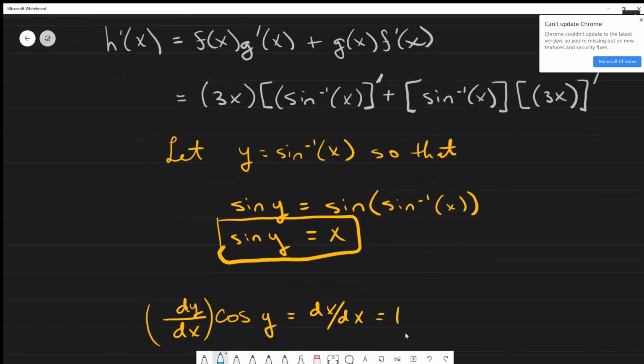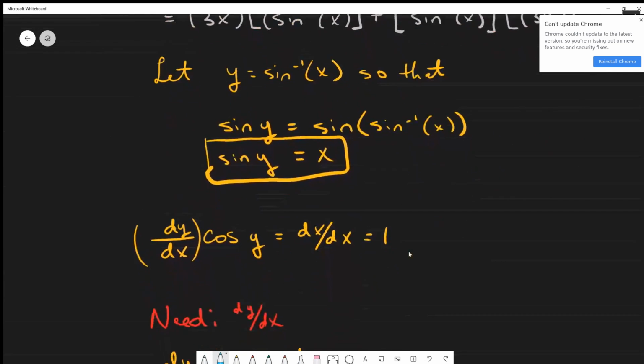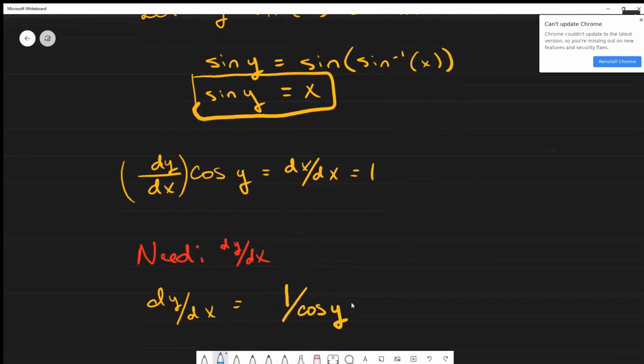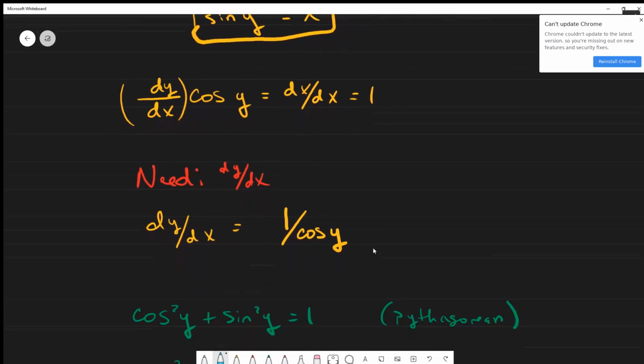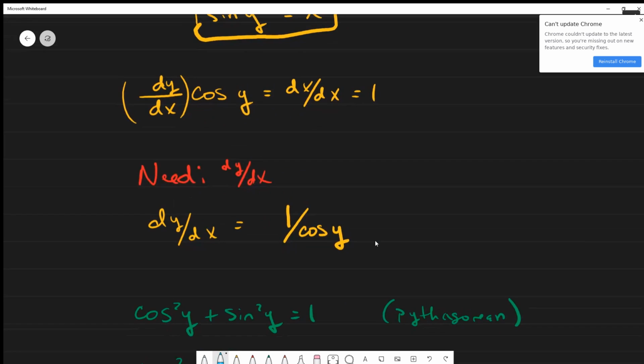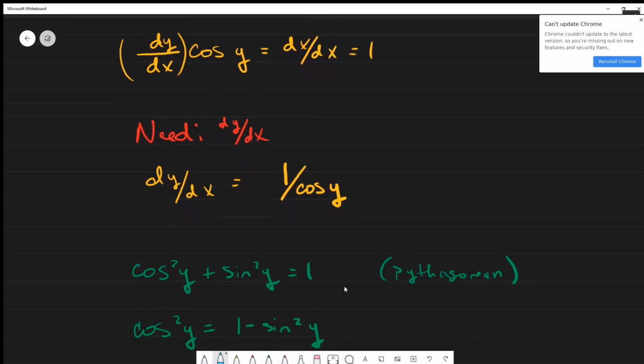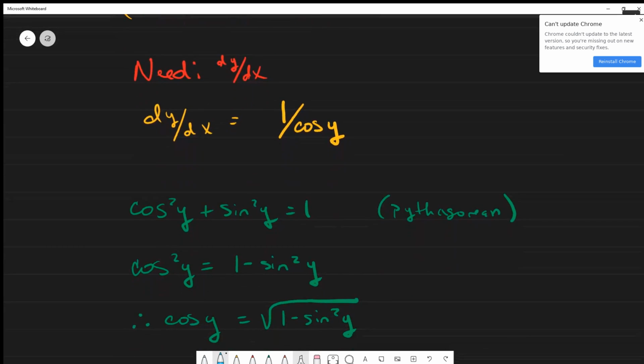We need to find dy/dx, in other words, the derivative of the function. And so if we solve for dy/dx, we'll get 1 over cosine of y. Now, the problem here is that we have a function that has a derivative with respect to x, but we have a function on the right side that is of y. So what we'll do is use a Pythagorean identity, one you've probably known about, cosine squared of y plus sine squared of y equals 1, which means that I can rewrite the equation to solve for cosine of y itself, which will give us the square root of 1 minus sine squared of y.